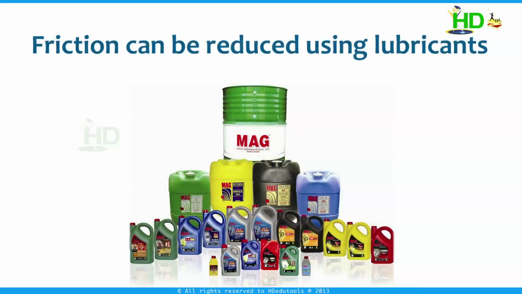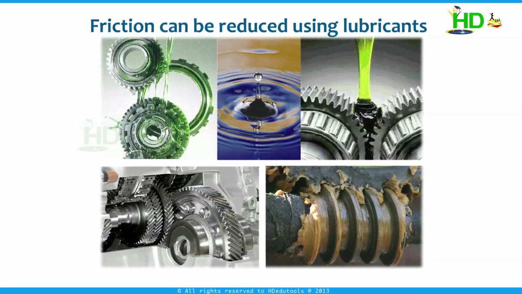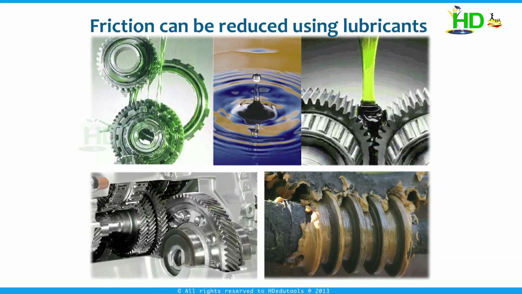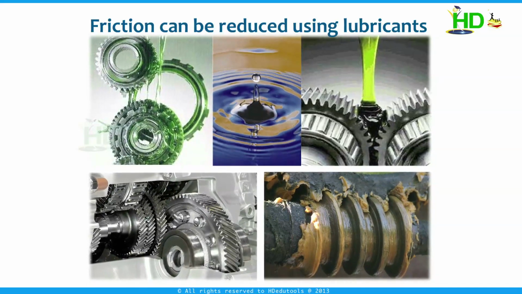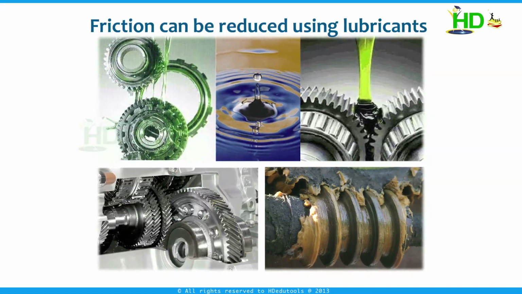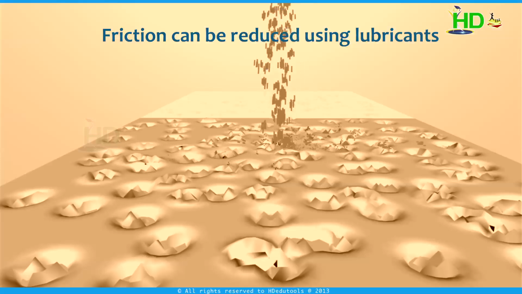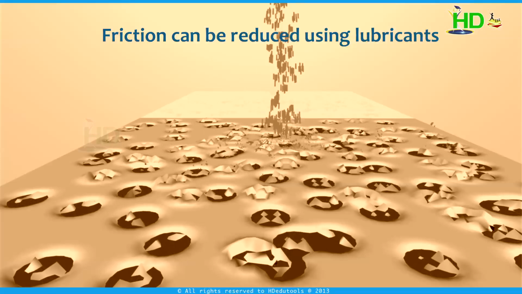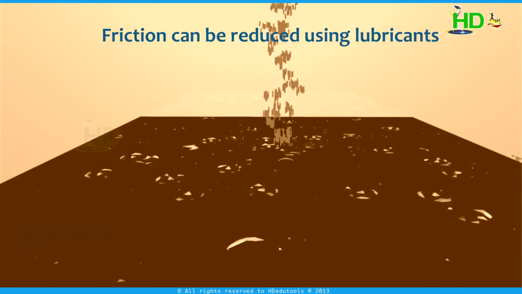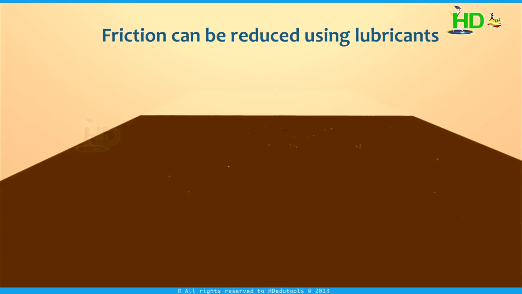The other method to reduce friction is using lubricants, that is, by oiling or greasing the moving parts of machinery. Friction can be considerably reduced. On an irregular surface, when you apply a lubricant, the lubricant fills the irregularities. A smooth layer will be formed on the surface. On that, another body can easily slide.